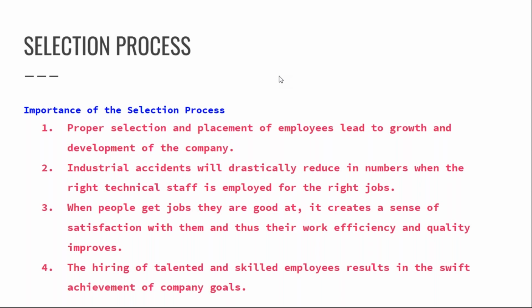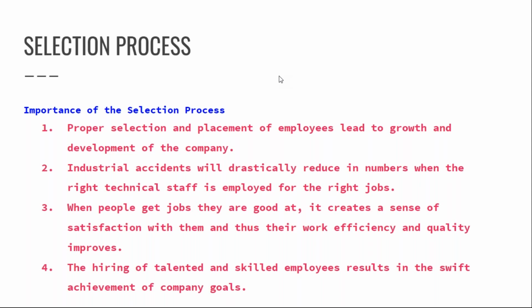Now, we again really need to understand the importance of this selection process, how it helps an organization to choose the right candidate, and why it is mandatory to plan the selection procedure as per the requirement. So the very first point is that proper selection and placement of employees lead to growth and development of the company. Yes, definitely. If your selection procedure was so awesome that you found the correct candidate for your organization, then this is going to help you for the growth and development of your company, right?